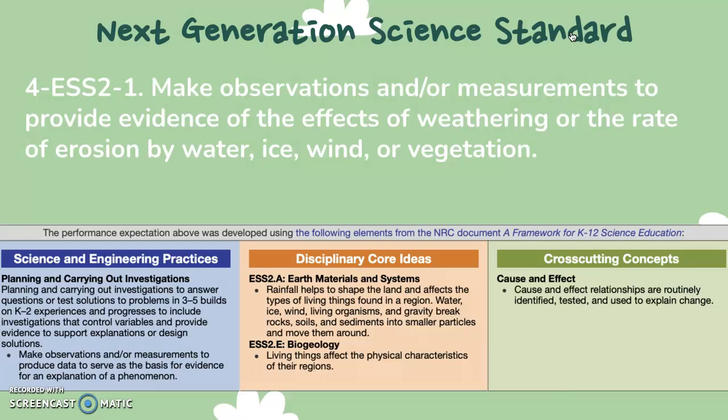I'm going to be talking about my Module 2 Practices Erosion Bottle experiment that I created. So first I found my Next Generation Science Standard that I thought best aligned to this experiment and activity, and it was to make observations and/or measurements to provide evidence of the effects of weathering or the rate of erosion by water, ice, wind, or vegetation.